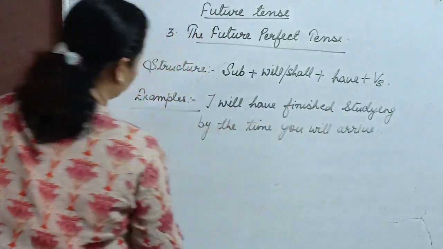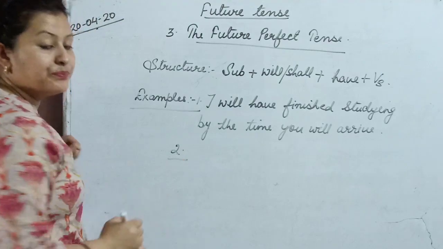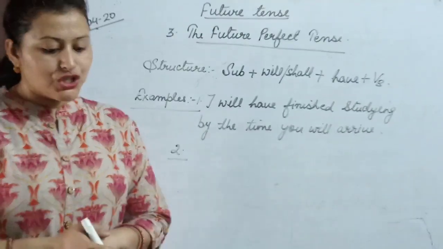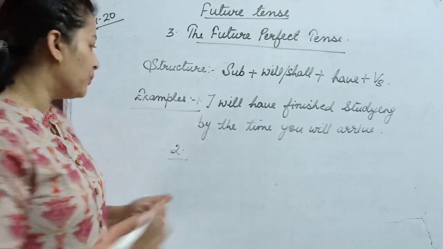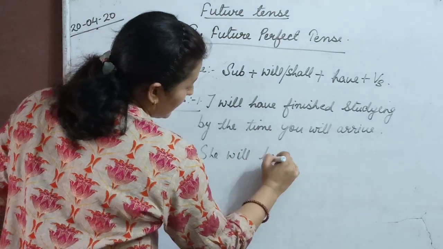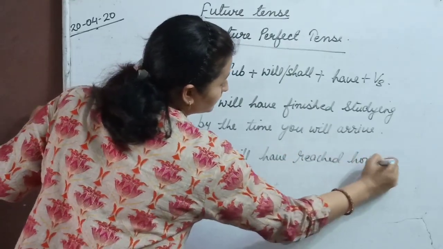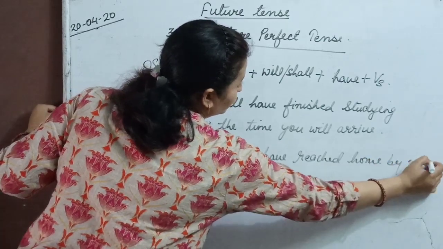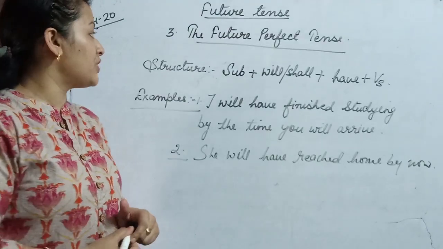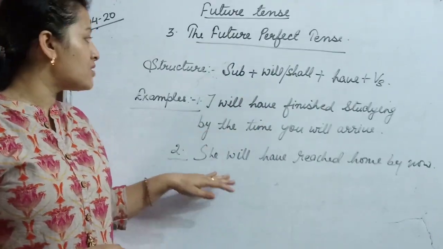Let us take another example. She will have reached home by now. So, this is about our future perfect tense. This is the structure. This is how we are going to frame it.